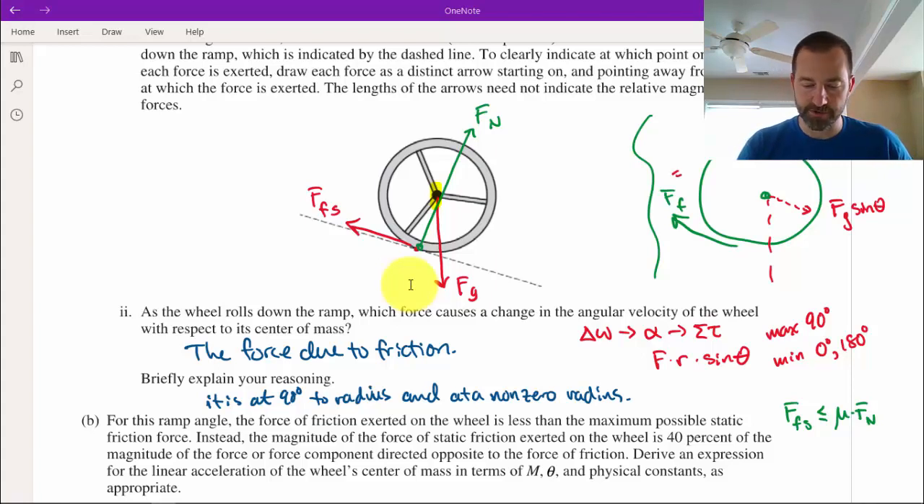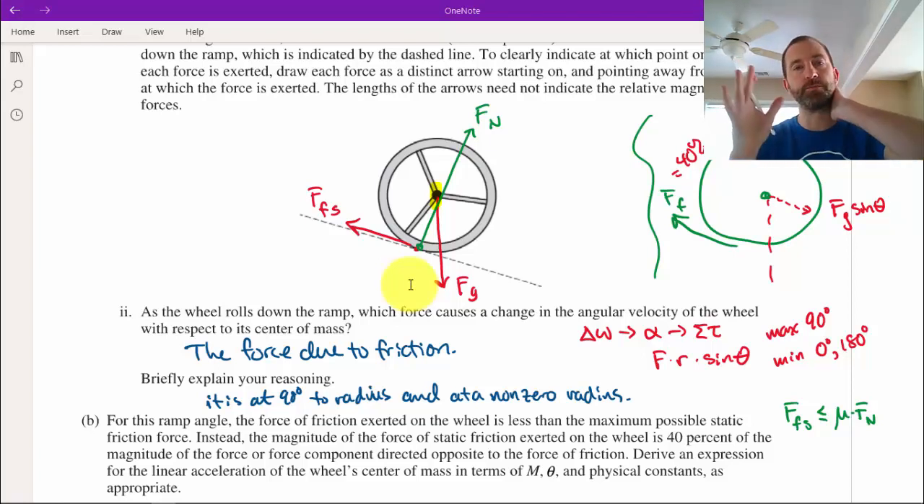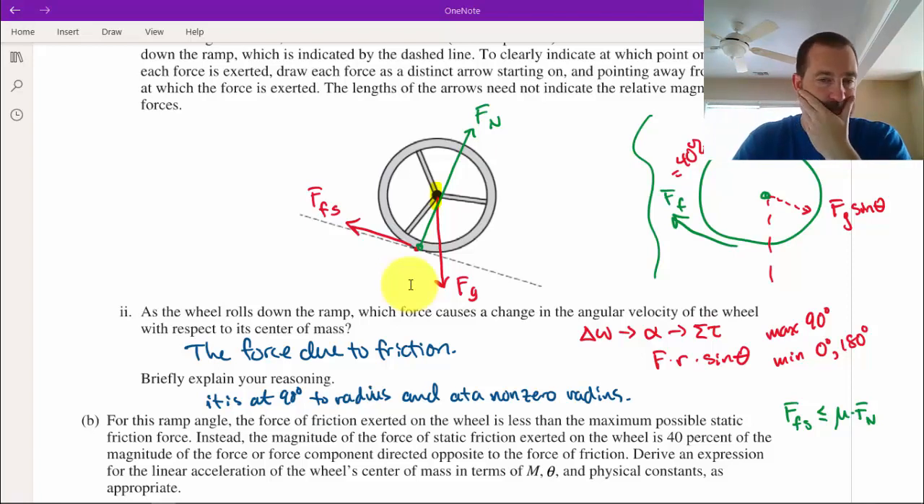They're telling us that the friction force is 40% of Fg sine theta. A very, very odd way to put it. They could have said that, there's a bunch of different ways they could have stated this to make it make more sense, but that's how they phrased it.